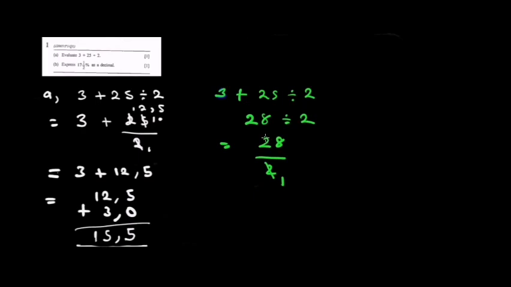2 into 2, it's 1. 2 into 2, it's also 1. 2 into 8, it's 4. So this answer would be 14. This is absolutely wrong. Why? Because of this violation. You do not start by adding when you have either multiplication or division. You follow the law of precedence.